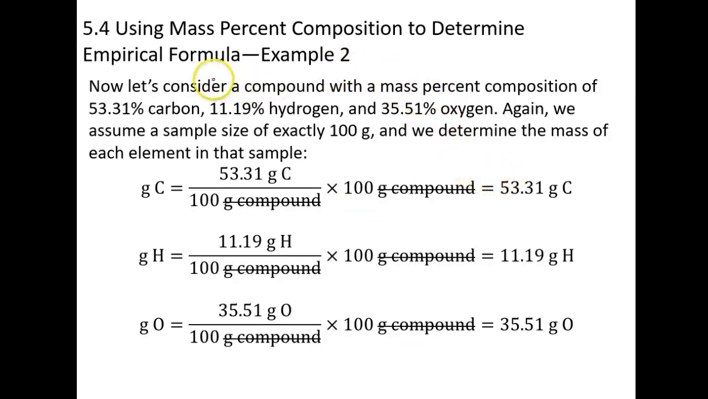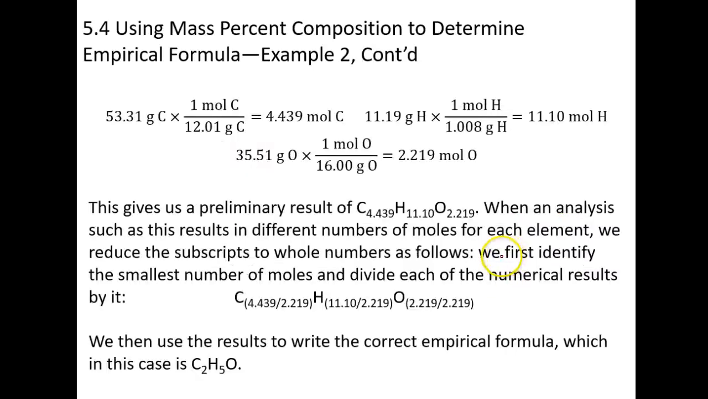So here's another example. Let's say you have 53.31% to 11.19% to 39.51%. So that means I have 53.31 grams of carbon, 11.19 grams of hydrogen, and 35.51 grams of oxygen. Okay, do all the same thing. So you get 4.439. Again, I would get more numbers afterwards. Okay, they are giving you pretty good numbers so that you don't have to worry about it. All right. And then I would, again, do more numbers after this, but it's okay for right now. All right, find the smallest number. What's my smallest number? 2.219.